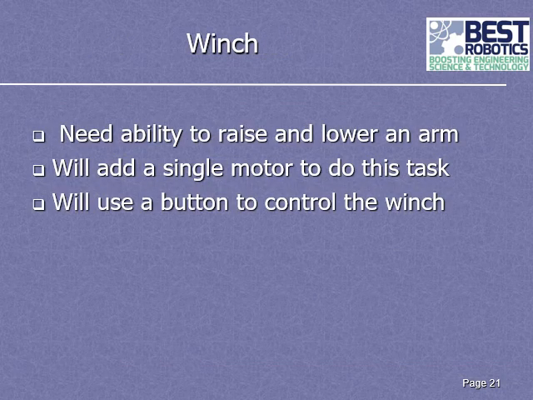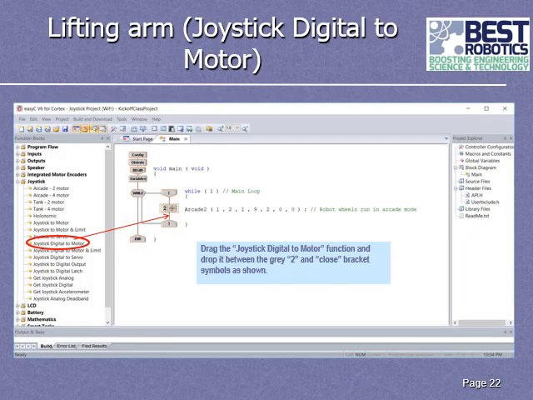So the robot is now able to be moved around, but it can't really do anything. So the thing we're going to do now is add a winch that will be able to raise and lower the arm. And we're going to use a single motor to do this. But this time, rather than using the joystick, we'll simply use a button to control the winch. So again, we go over to our function blocks, still under joystick, and we are going to drag the function joystick digital to motor over to the while loop and place it just beneath the arcade 2 function.